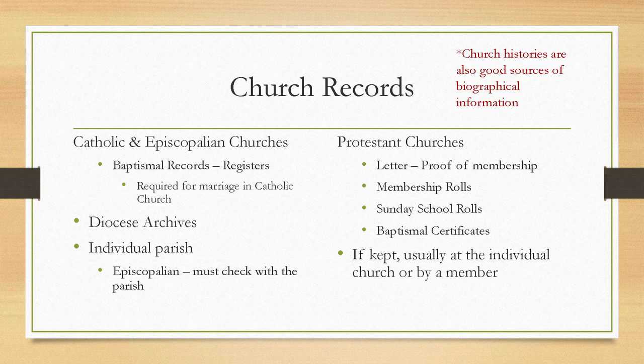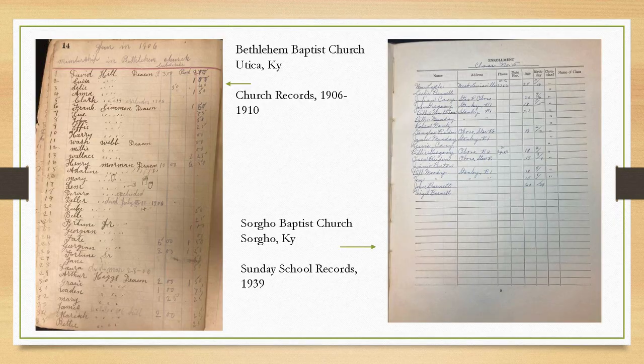And then Protestant, which I didn't know how else to group, I didn't want to say non-Catholic because that would seem a little rude. You get letters that are proof of membership. You get membership rolls, Sunday school rolls, and baptismal certificates. Now these are going to be harder to find because they're going to be kept with the pastor or the secretary or just someone who randomly got the records. They're going to be kept by an individual person, usually. You also look into church histories. If your ancestors were one of the founders of the church, they're going to be written up in that.